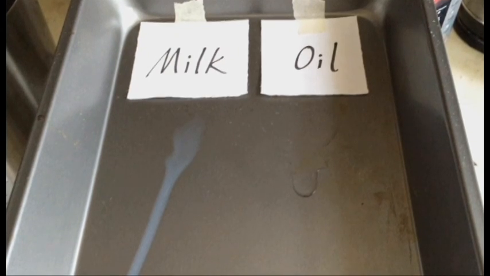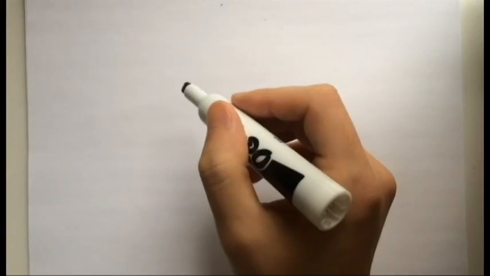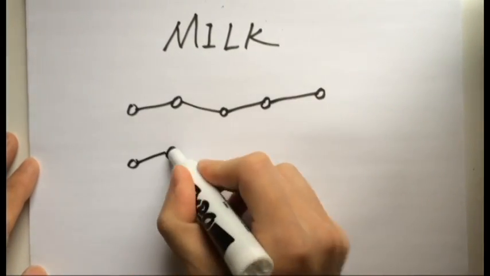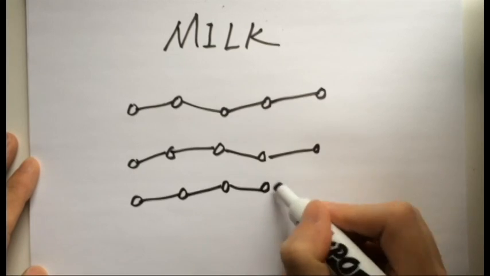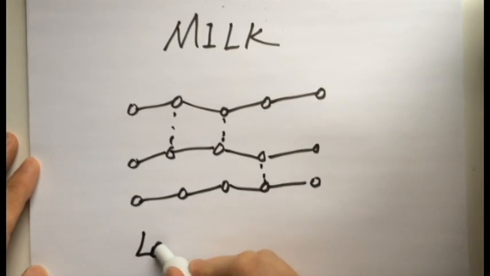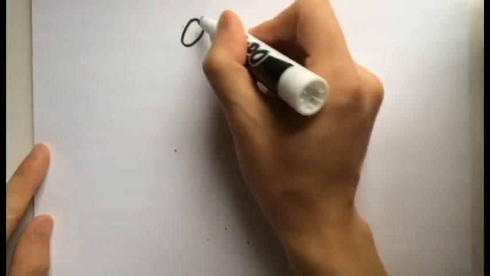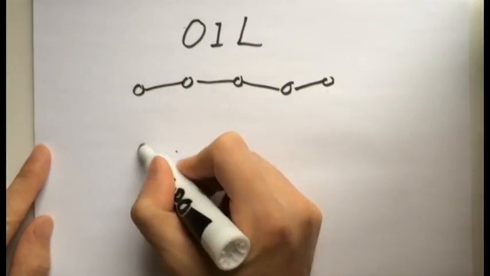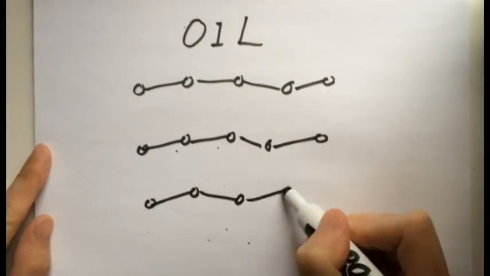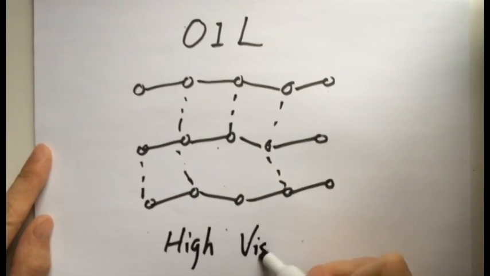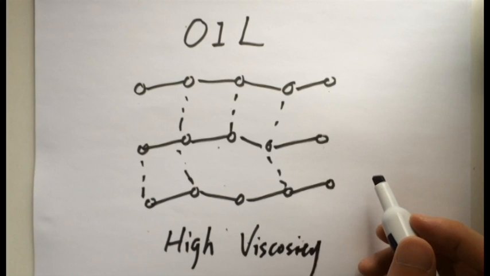How can we understand it at the molecular level? For a low viscosity fluid, milk in our case, there are fewer bonds between the molecules, so it can flow freely. But for relatively high viscosity fluids, like oil in our case, there are more bonds between the molecules, and thus they are more reluctant to flow. But this is not the whole story.